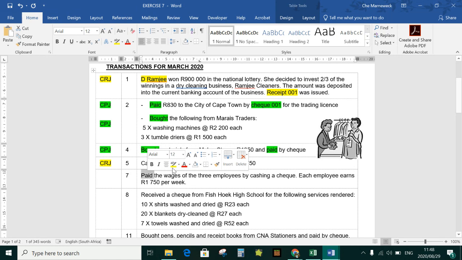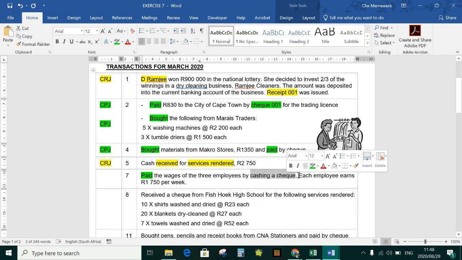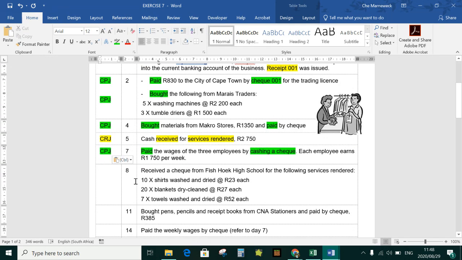Then we are paying. We are paying the wages. We have cashed a check. Good keywords there. So we're going to record that in the cash payments journal.